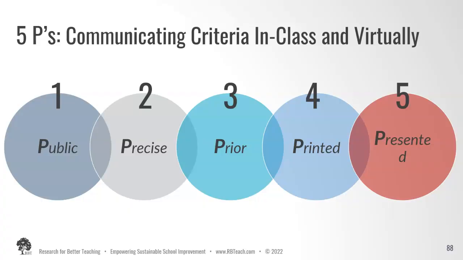So when a teacher is communicating criteria for success in the class, whether it's face-to-face or a virtual class, that needs to be public. All students need to know what that criteria for success is. It needs to be precise. It needs to be prior to the lesson. It needs to be printed out, whether it's on the whiteboard or some chart paper, or students have a hard copy of it in front of them. They need to see it, and it needs to be presented. The teacher needs to go over it with them. So call these the 5 P's of communicating criteria for success.